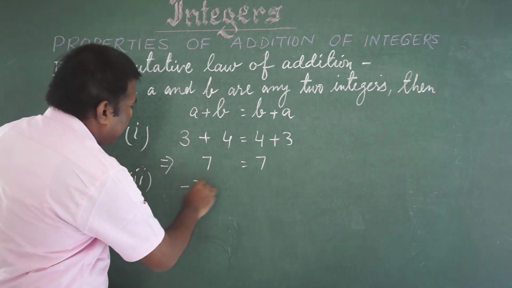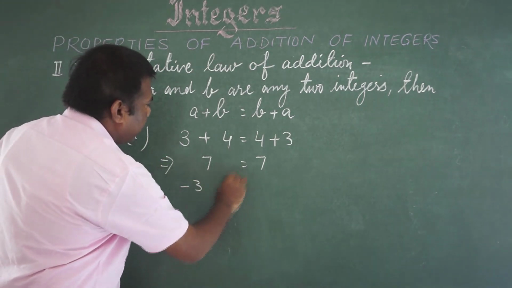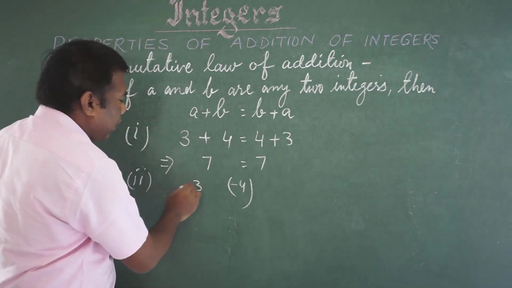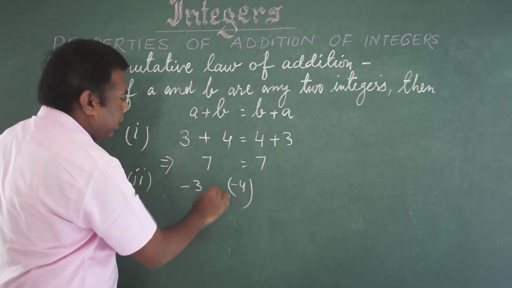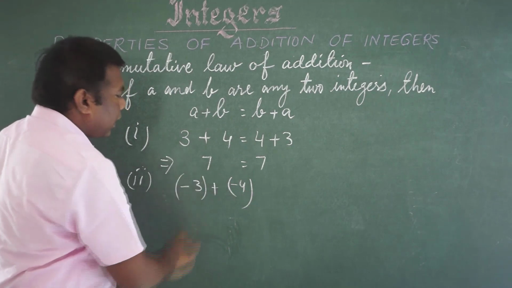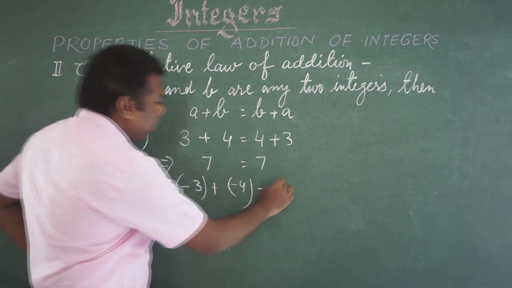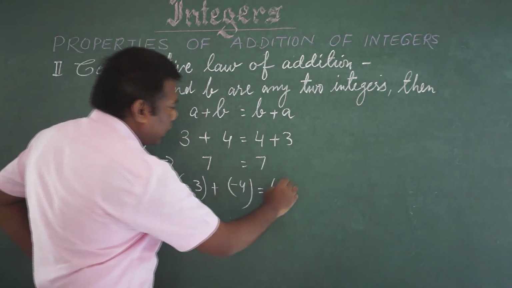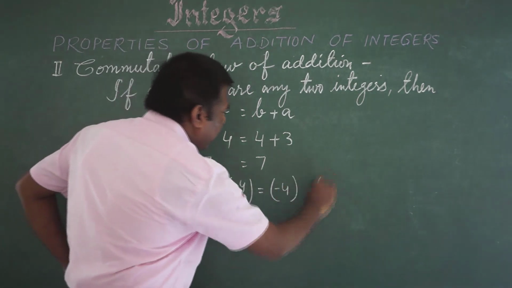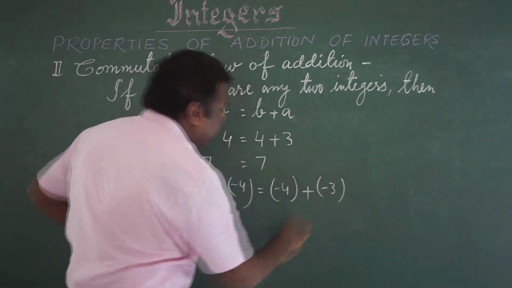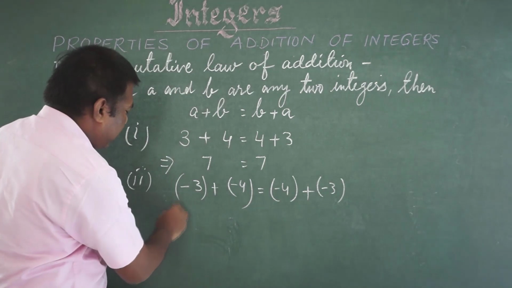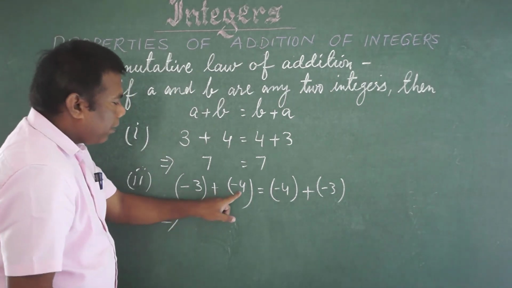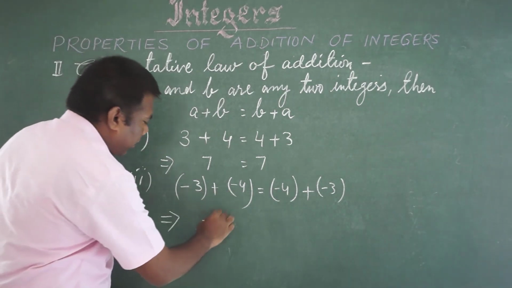Take any other example. Suppose minus 3 and minus 4. In place of a you have minus 3, in place of b you have minus 4. Then what comes? This can also be written as minus 4 and minus 3. And is it true or not? Just you see, minus 3 and minus 4, if you add, you will get minus 7.